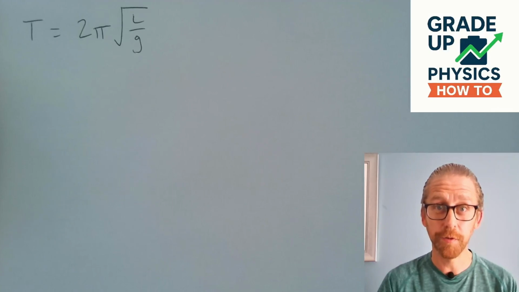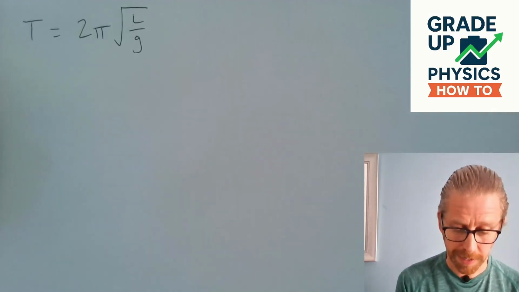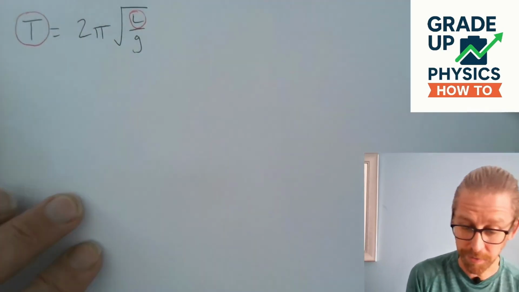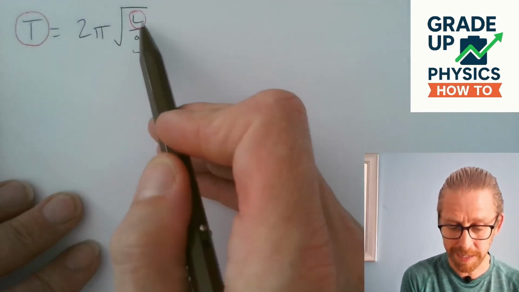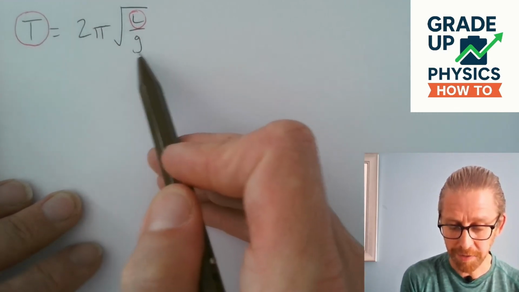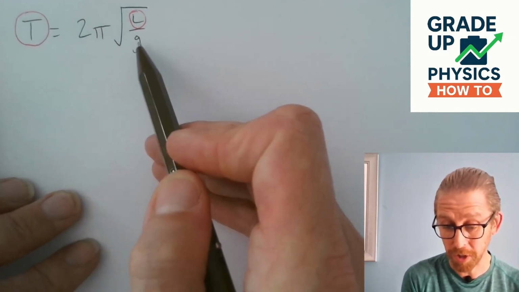Okay, so here is our formula. I always think it's very helpful when you're linearising to start off by identifying your variables, the things that we're actually measuring in this particular experiment. So in this case, time period and the length of our string. Everything else in this experiment is either going to be a number or a constant.